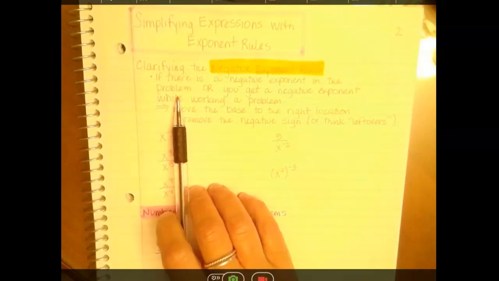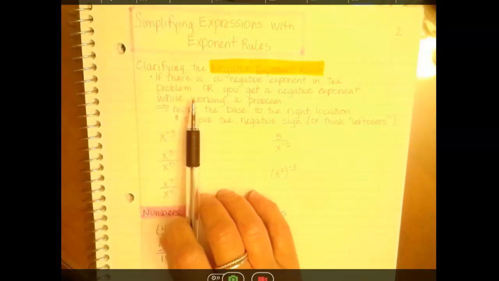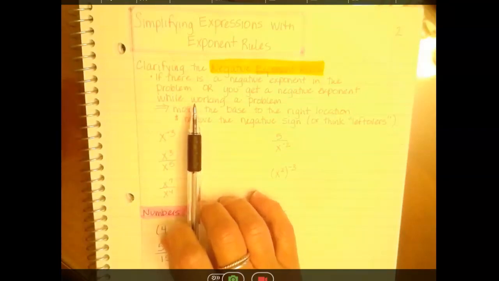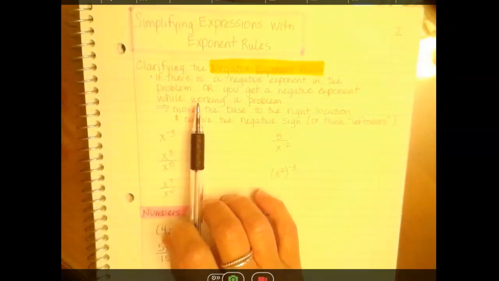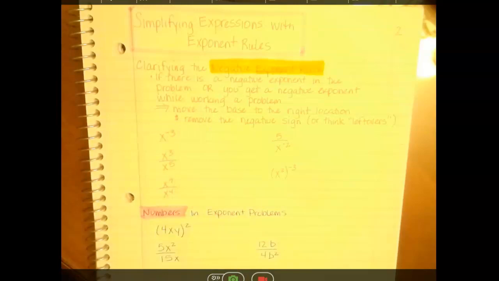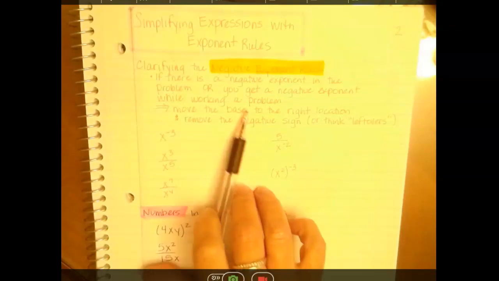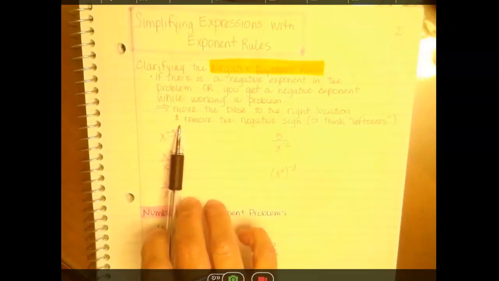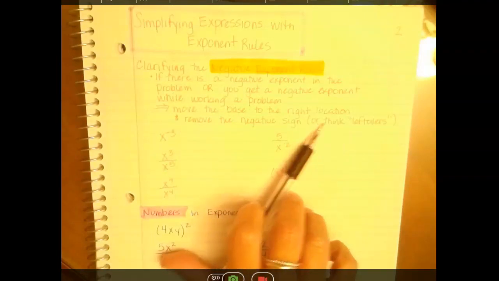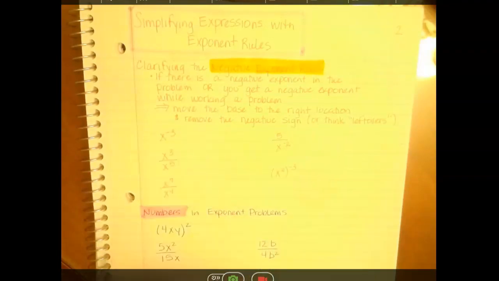The rule tells you for when you're doing a quotient, to subtract the exponents and come up with a negative exponent. But then the negative exponent rule says, hey, don't have negative exponents in the answer, right? So it almost is telling us that we can't do what the quotient rule is telling us to do, right? But really what we're going to do is, if there's a negative exponent in the problem, or if you come up with a negative exponent while working a problem, we're going to think about moving that base with its exponent to the right location and removing the negative sign, right? Or think about leftovers, and I'm going to explain what I mean right now in the examples, okay?